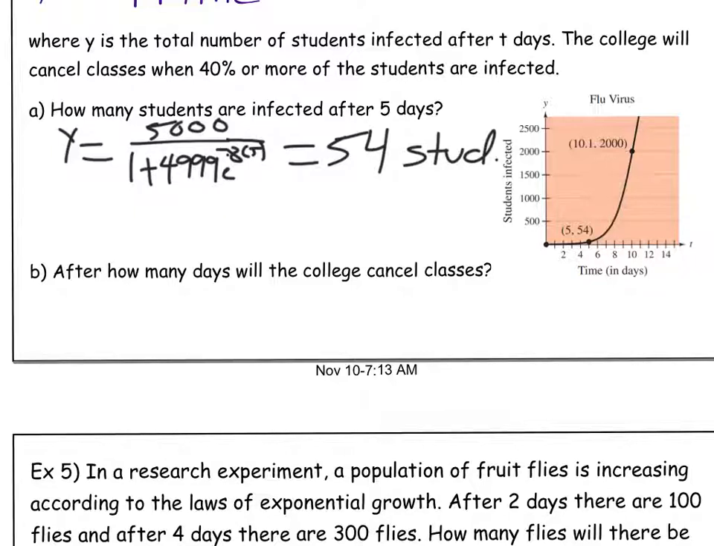Now it mentioned above that the college would cancel classes if 40% of the student body is infected. That is a number of students, so that goes in for y. So this one we do have to solve. Okay? This one we do have to solve.